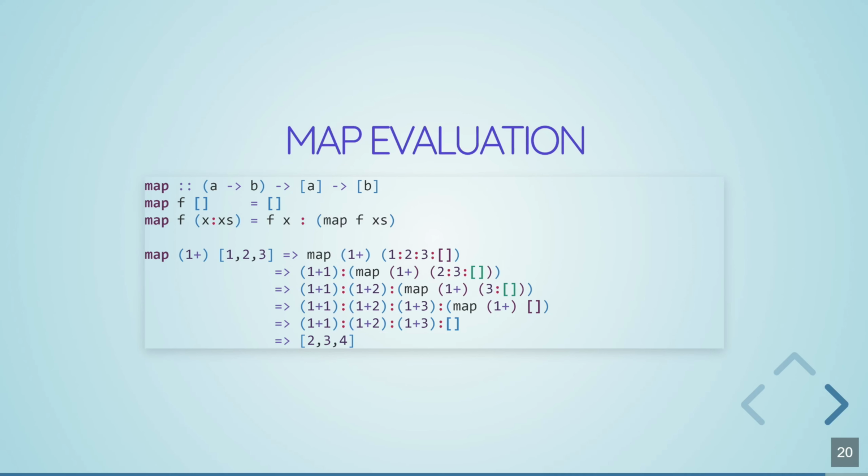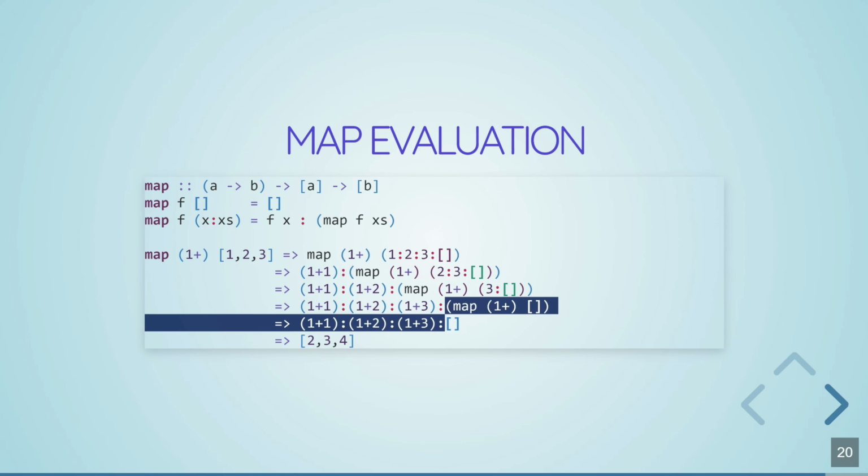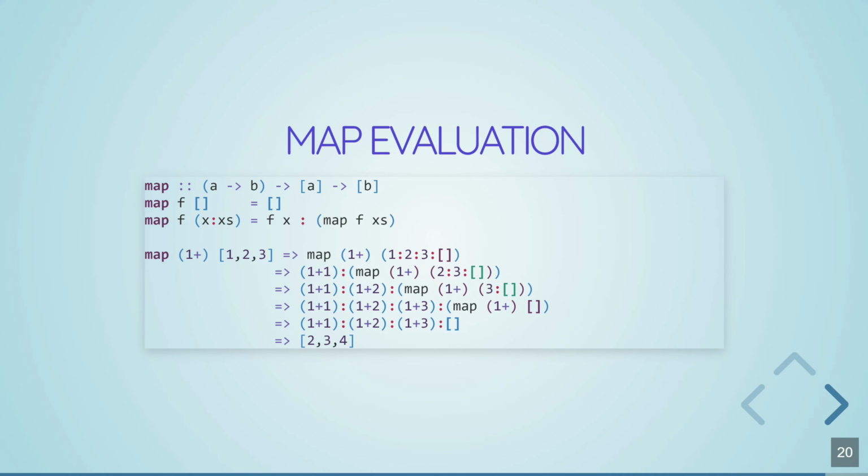So this gets evaluated again. And see, this just keeps happening until we get to map 1 plus an empty list. And then this time it pattern matches to this case here, right? And then what does this get turned into? Empty list. And now you can go back and it'll evaluate all of these additions here. And you have the list of 2 colon 3 colon 4 colon empty list, which you know is the true form of this list, 2, 3, 4.